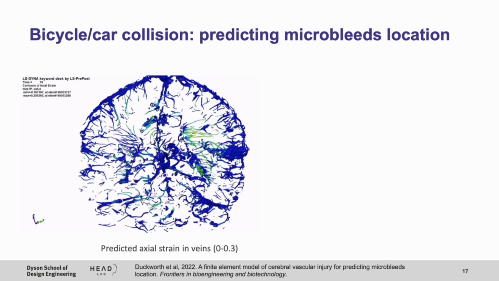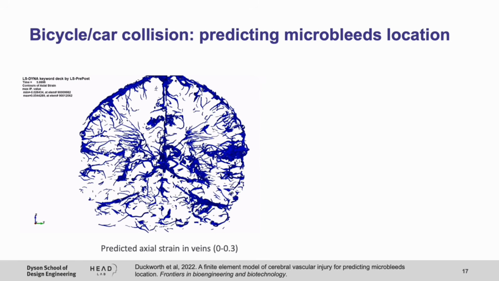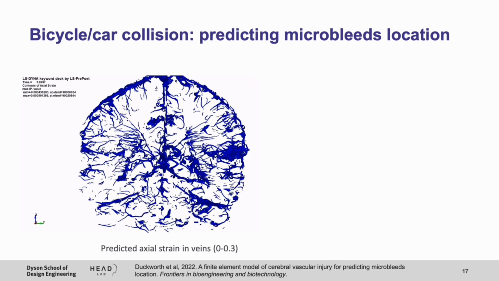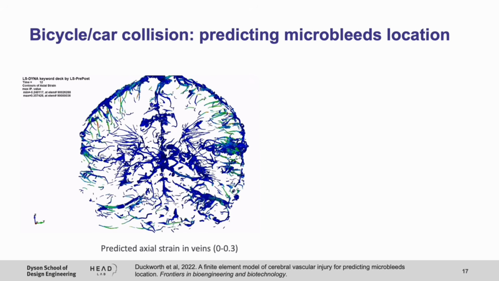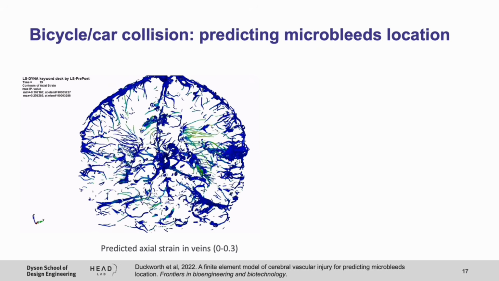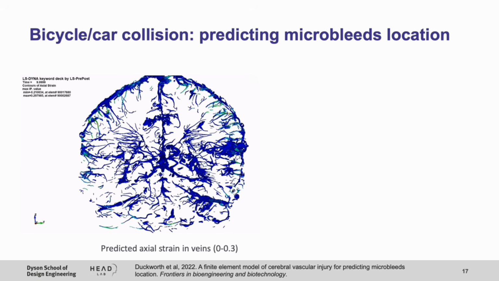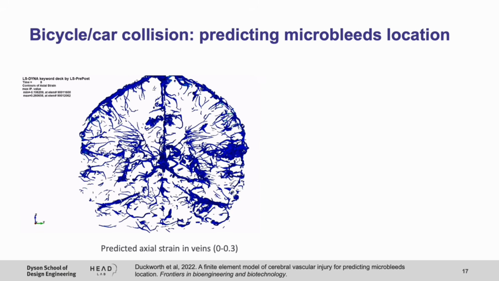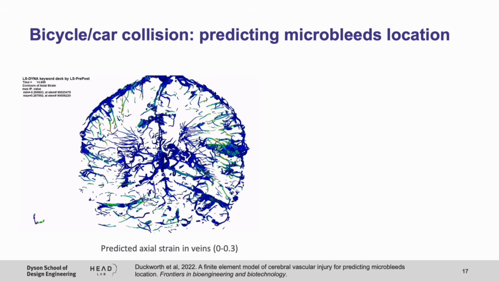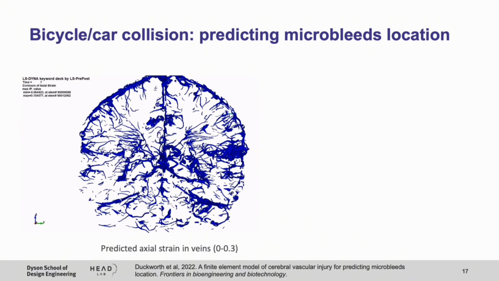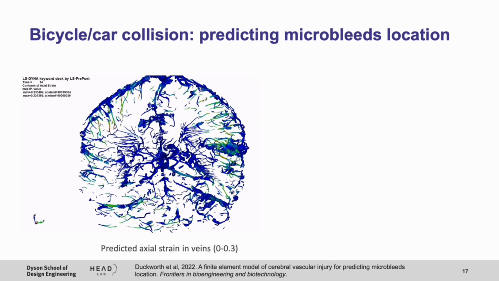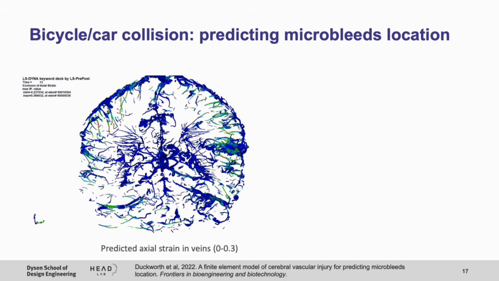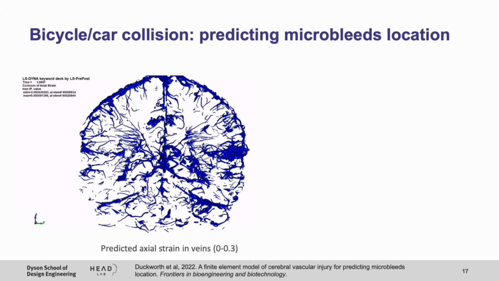Well, here's the prediction of the brain model that Harry developed for that bicycle car collision. As you can see, we can see in the veins the distribution of the axial strain. You can see veins here, and especially in this location, are stretched most during that collision. And you can see the timer here. This is around 30 milliseconds of the collision, or even less. I think it's like 20 milliseconds that we are showing in this video.